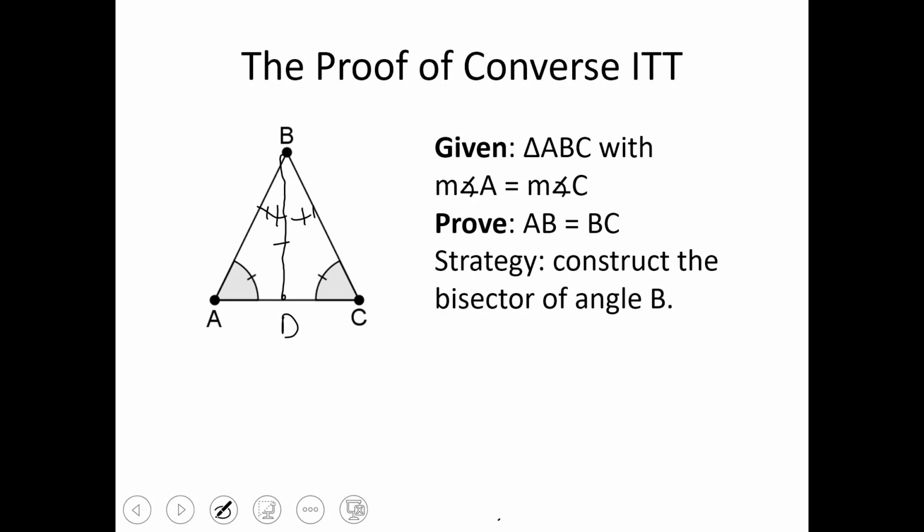Okay, so we have a proof now of the converse of the ITT, which very much mirrors, or very much is like the proof that we had originally of ITT. To prove the ITT, we bisected an angle and then used side angle side. To prove converse ITT, we bisect an angle and then use angle side.